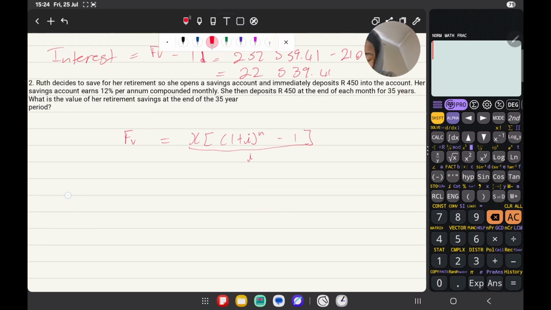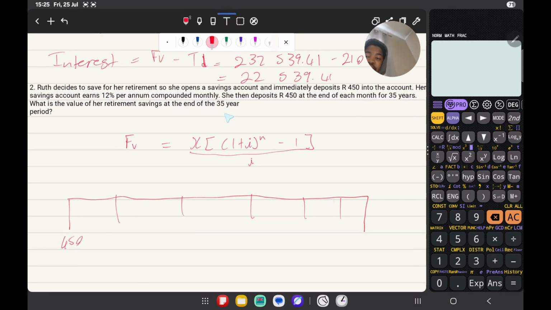So if you draw your timeline, and we make it for a couple of months, there is a 450. So say I go and open an account right now, immediately. So there is a 450 that I am depositing, right? And then later on, there's gonna be 450 which I will deposit at the end of each month. So at the end of the first month I deposit a 450, at the end of the second month 450.